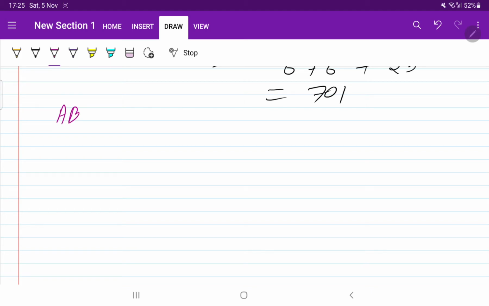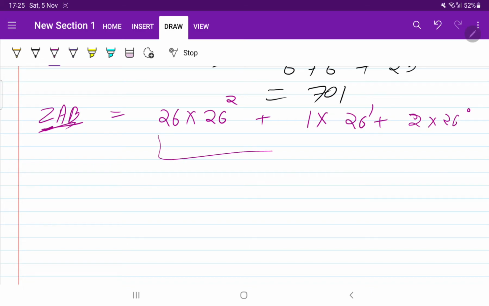And this concept is also applicable on 3-digit, 4-digit, 5-digit, any number. Suppose this is the number. First of all, you will find the value of Z. Z is 26 into 26 to the power 2, since the length is 3. Next is A, 1 into 26 to the power 1, and then B, 2 into 26 to the power 0. You will get your final answer. So we got the logic of how we have to write the code.